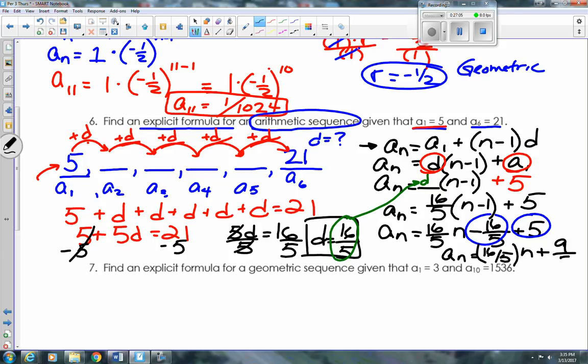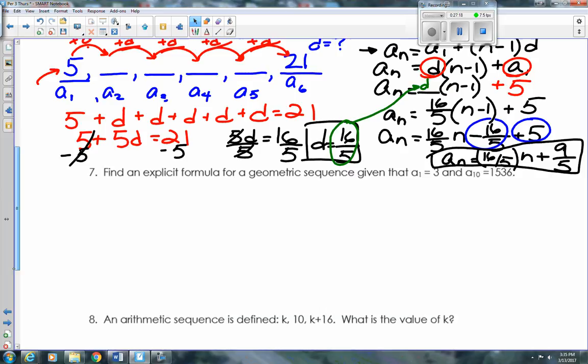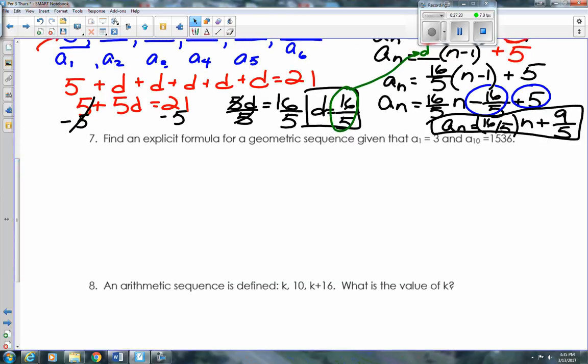Alrighty, I'm getting 9/5. Hopefully you got the same thing. If not, check your answer. If you think you're right, when we get together on Wednesday, you can present me with your answer and see if you get a starburst opportunity there.